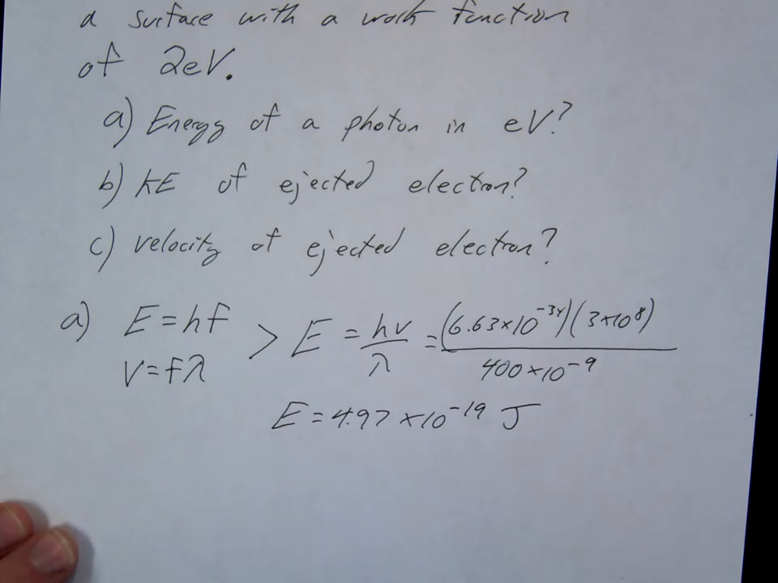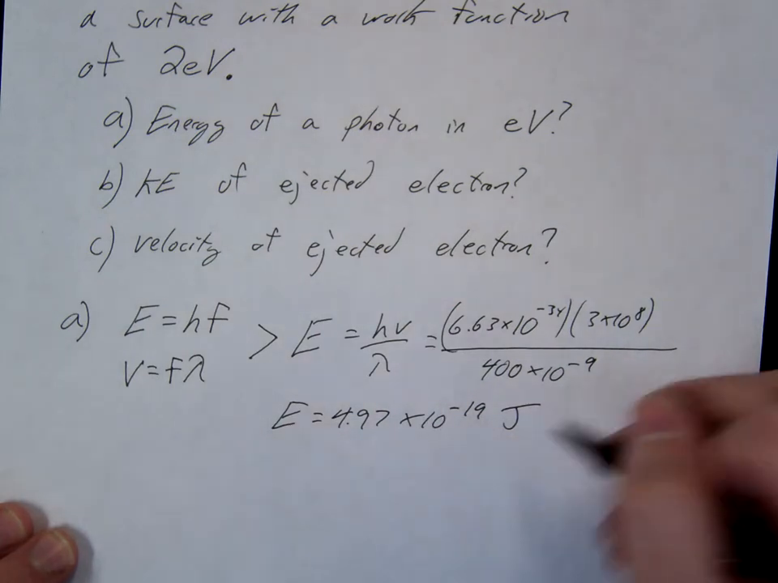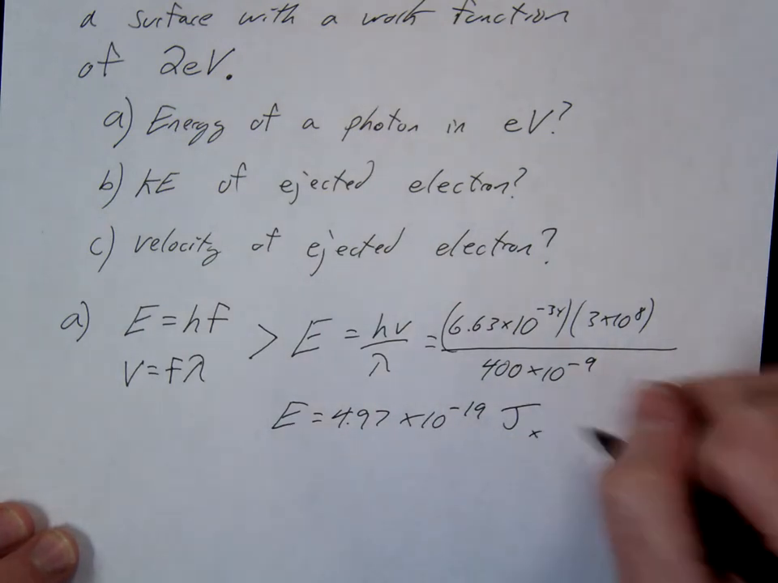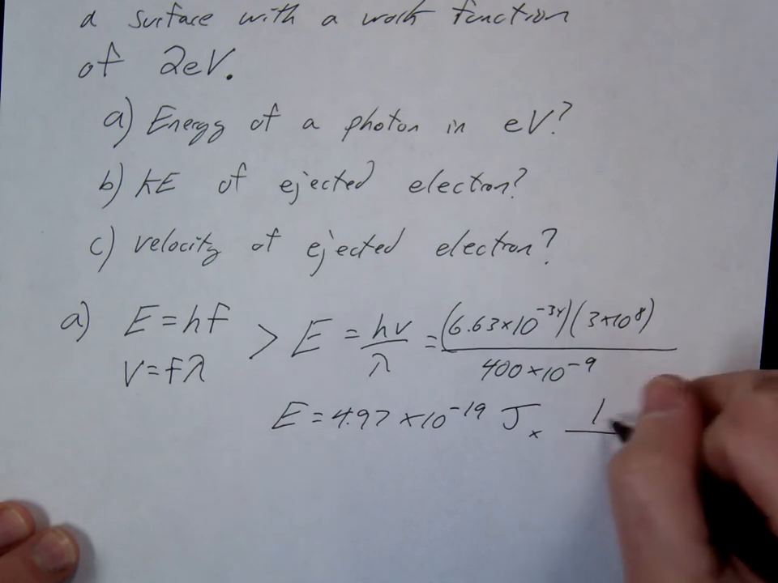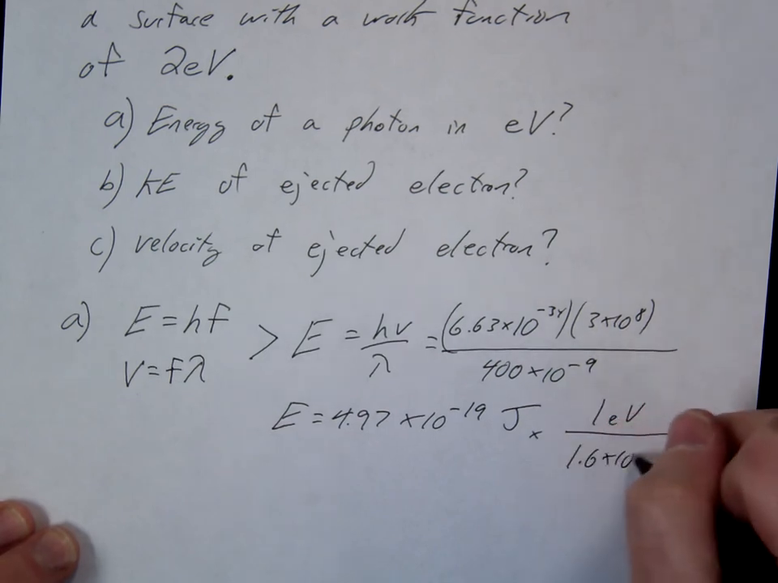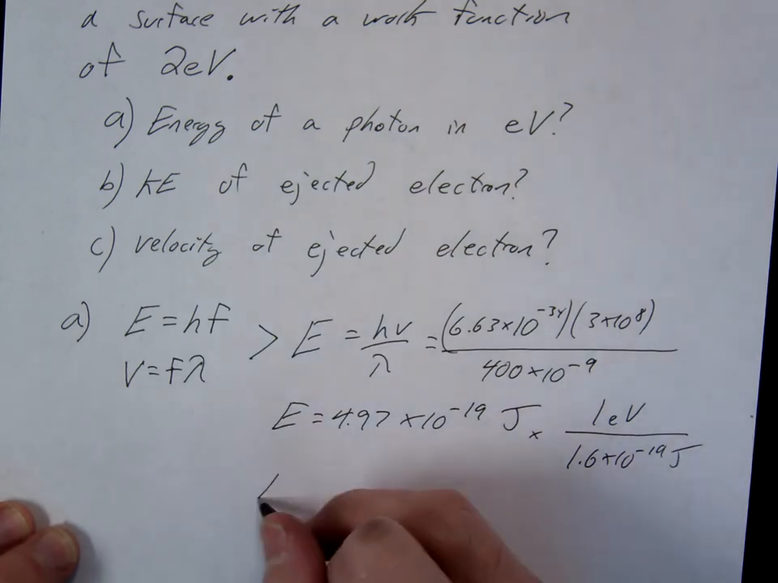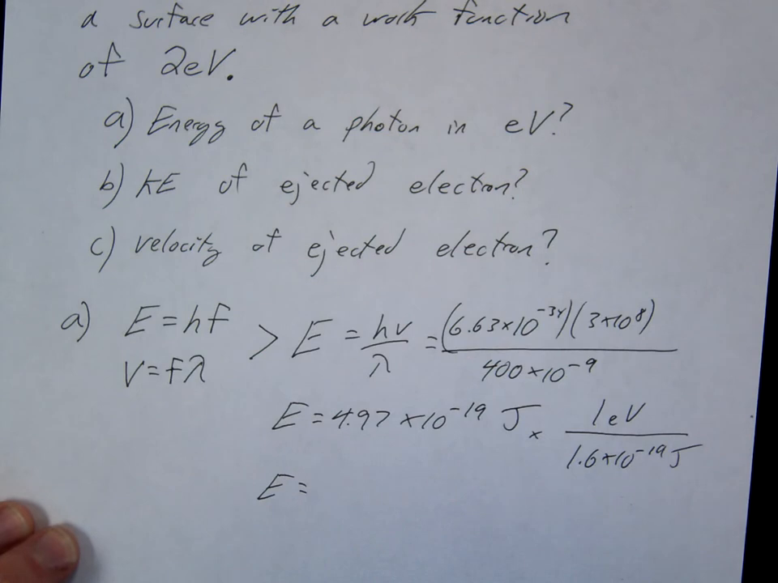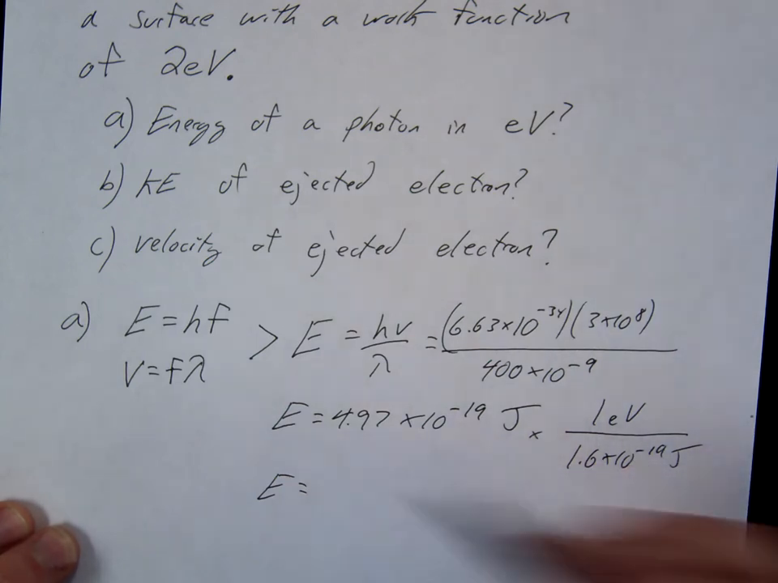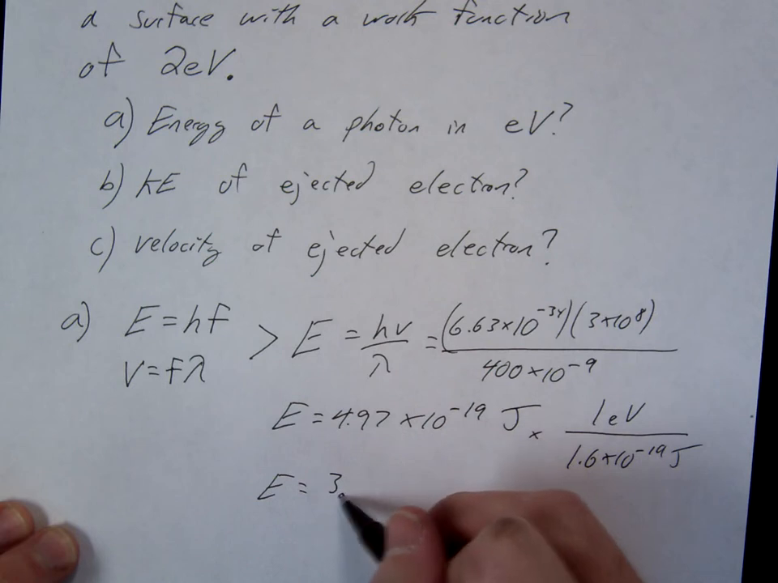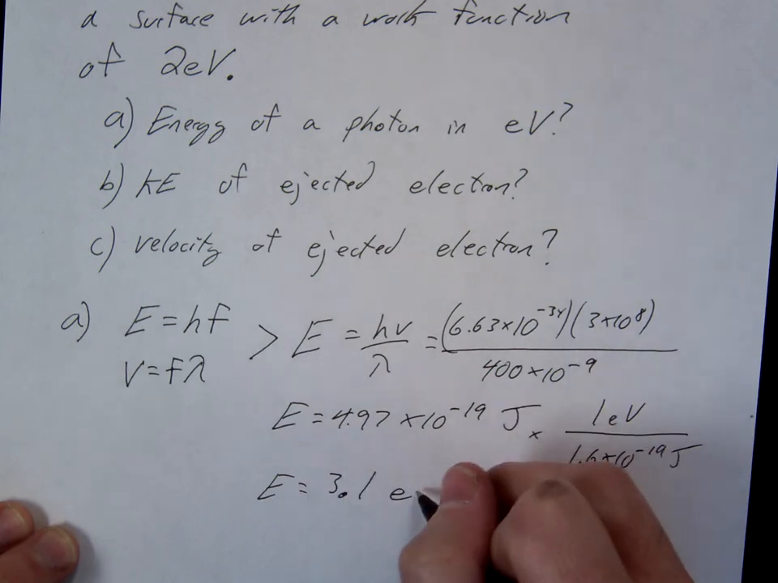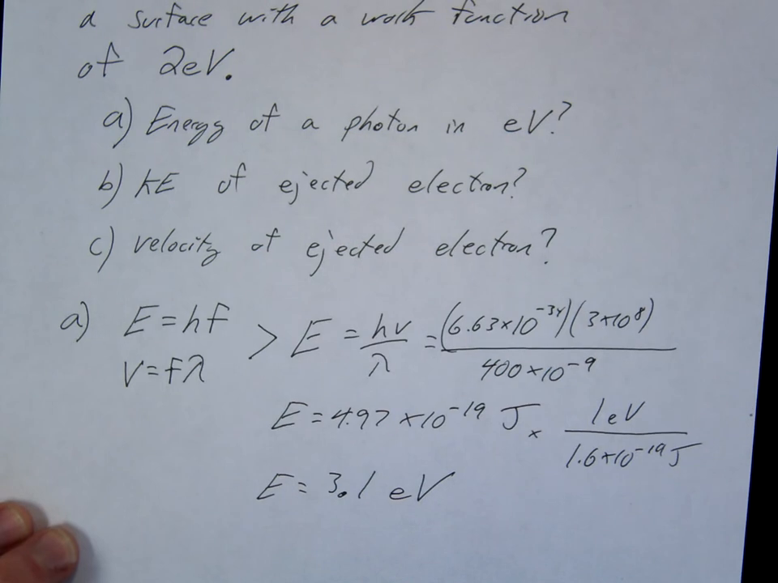Let's convert this to electron volts. So that's that many joules. Well, 1 electron volt is 1.6 times 10 to the negative 19 joules. So what do we get? About 3 point, or 2 point something? Or 3? 3.1 electron volts. Okay, 3.1 electron volts.